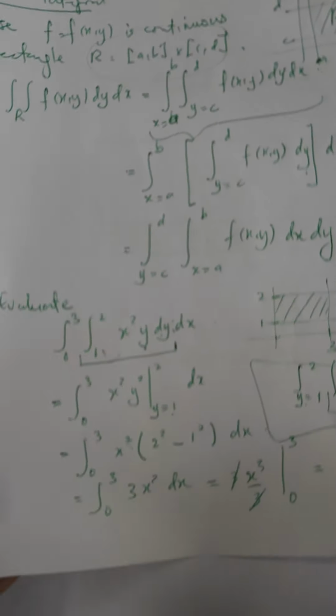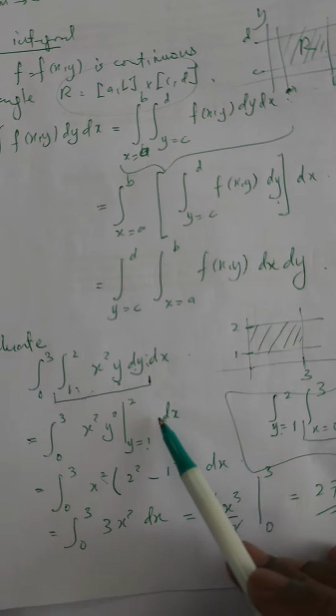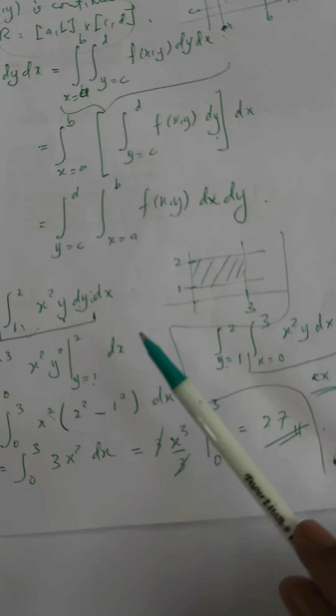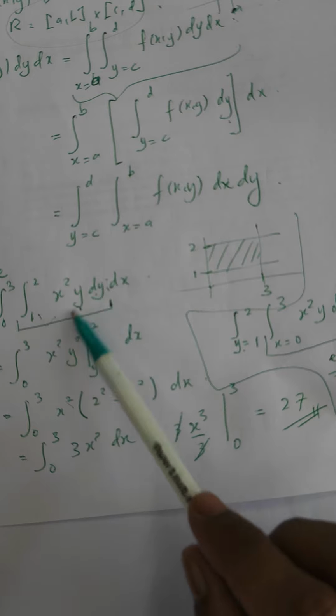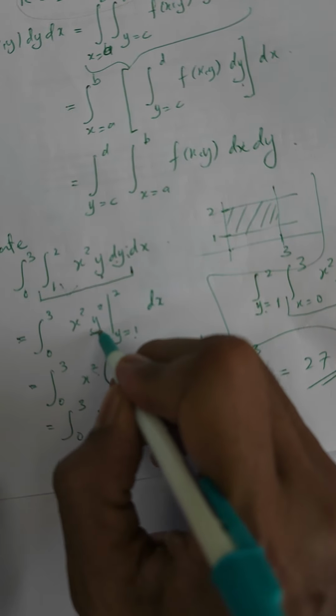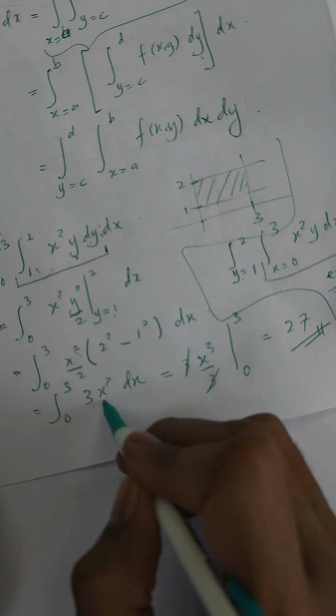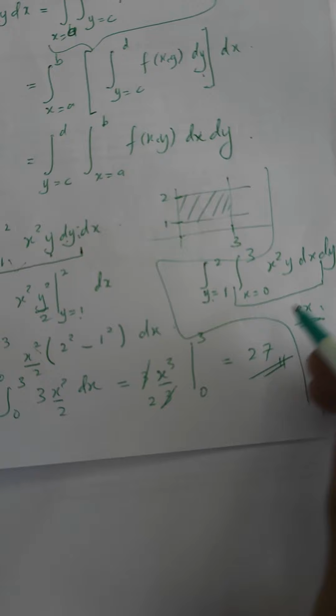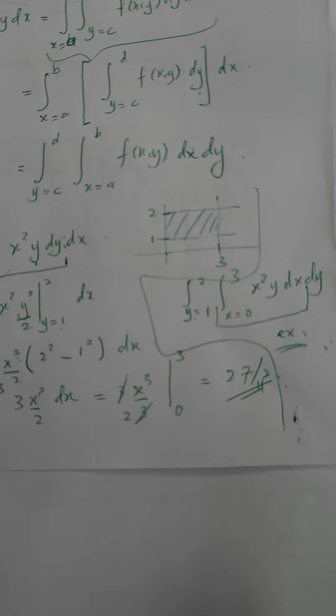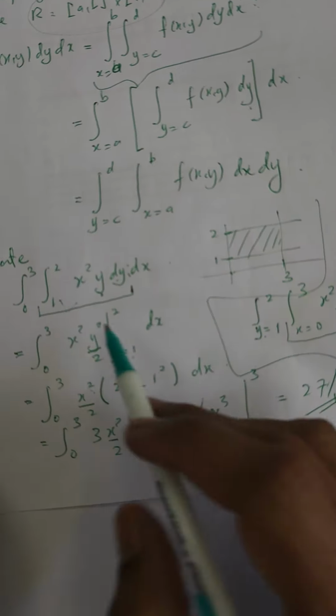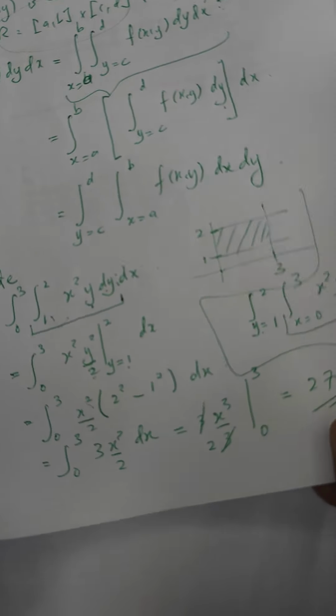All right. Now, did we make any mistake here? Yes, there's a mistake here. This should be y squared over 2. Sorry about that. So this is over 2. We take out those two here, and this is 2, and then here we have 27 over 2. Okay, just a simple mistake there.